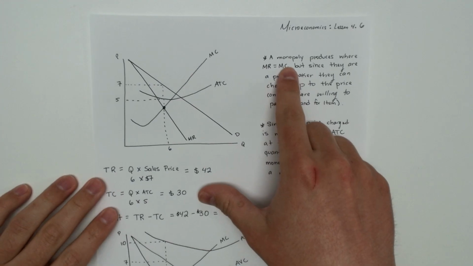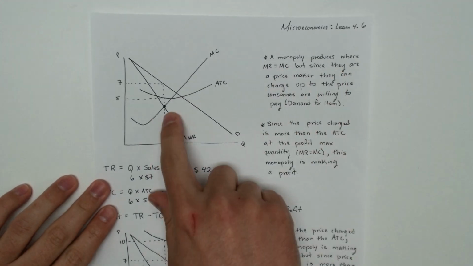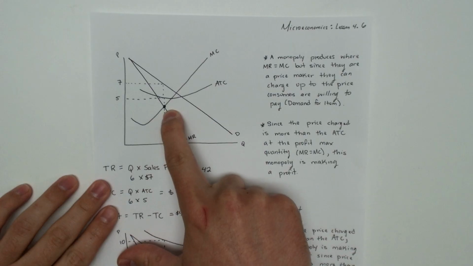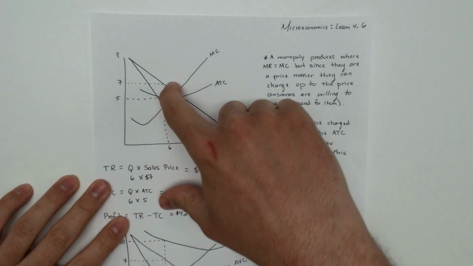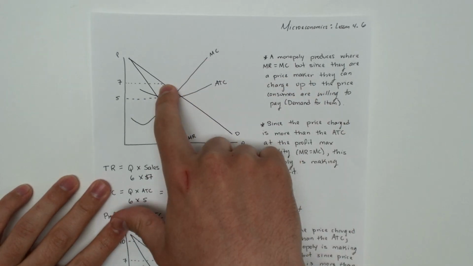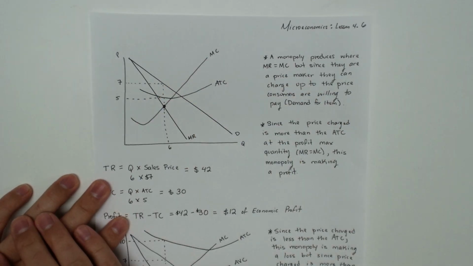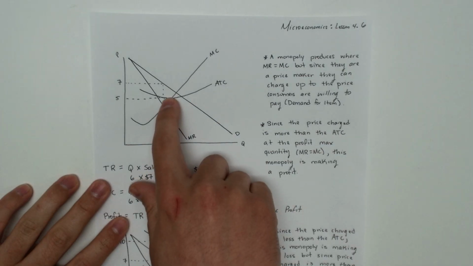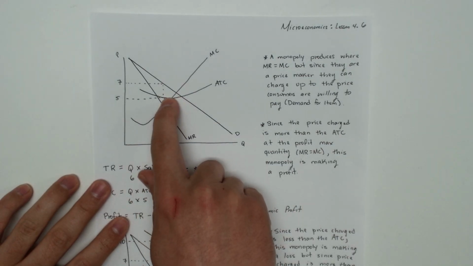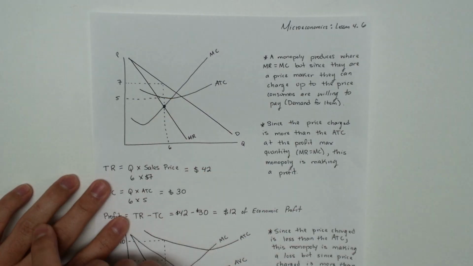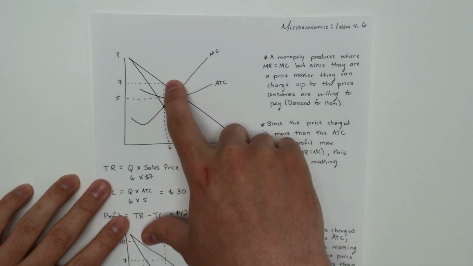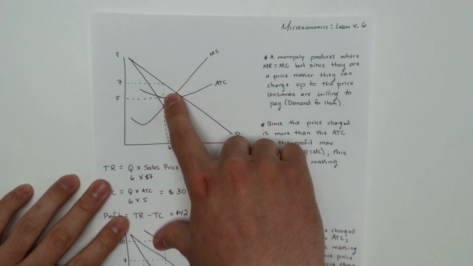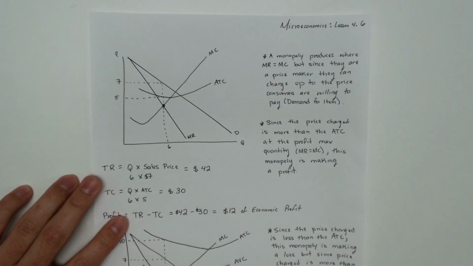A monopoly is going to produce where MR equals MC right there, but since they're a price maker, they're going to charge up to the price that consumers are willing to pay, which is up there to the demand curve. Since the price charged in this example is more than the ATC, which would be right there, then they're making a profit because at the profit maximizing quantity, the price that the product is being sold for is more than the average total cost to produce that product.